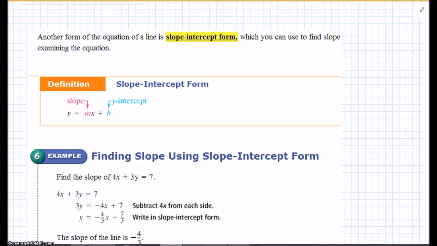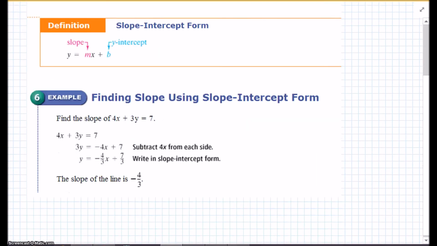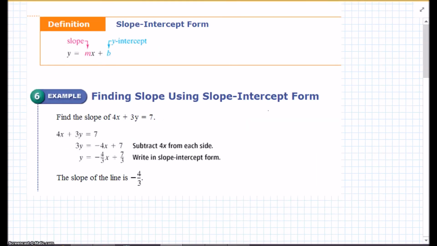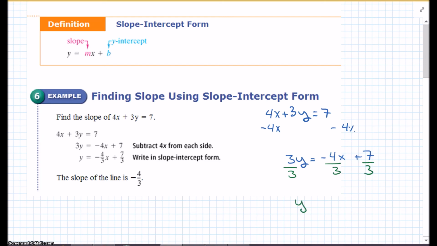Find the slope using the slope-intercept form. So we just basically got to solve for y. So I got 4x plus 3y equals 7. Got to get y by itself, so we're going to subtract 4x. Okay, so I got 3y equals negative 4x plus 7. Now I got to divide each side by 3. So that's going to be y equals negative 4/3 x plus 7/3.